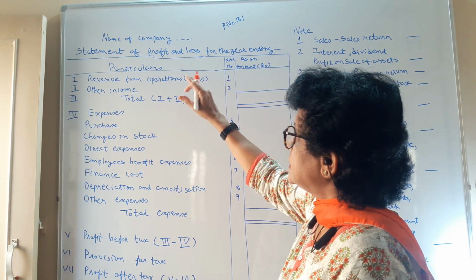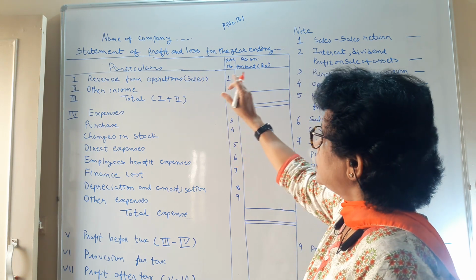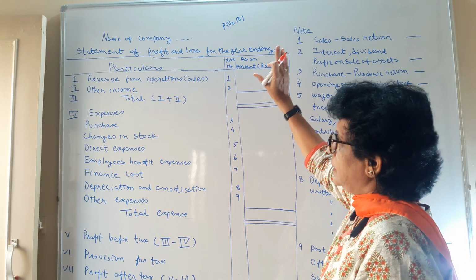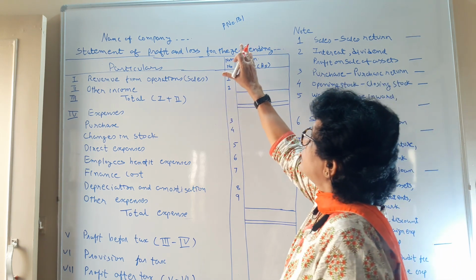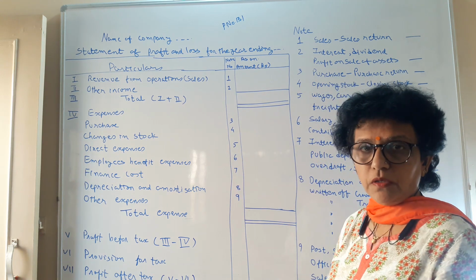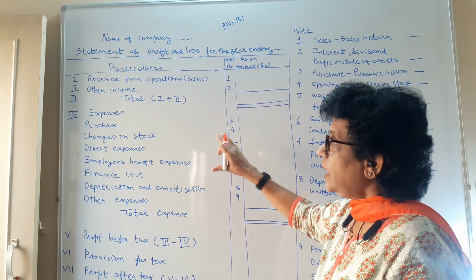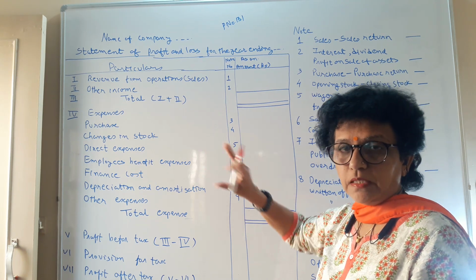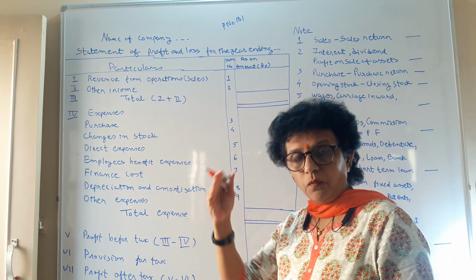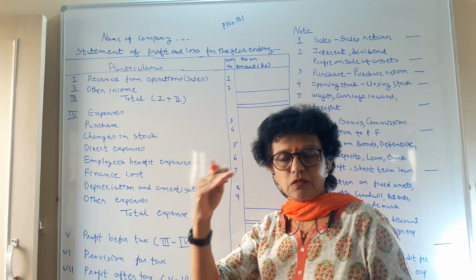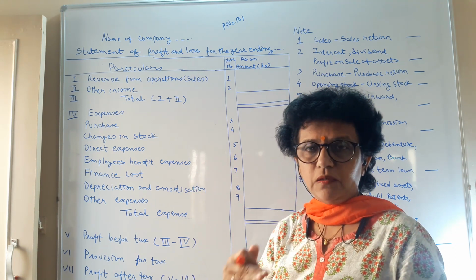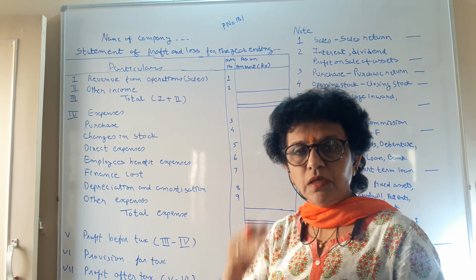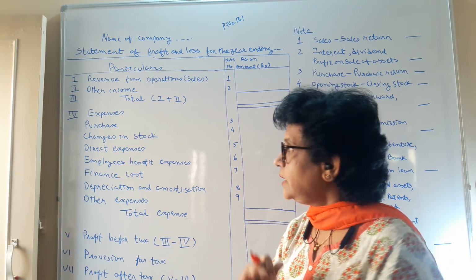First, the name of the company, then statement of profit and loss for the year ending, whichever year you are preparing. This specimen you will find on page number 131 of your textbook also. You have to remember the sequence, the position. There is no other way round. Whatever comes first has to be first: income should be first, expenses should be later on. That format is to be maintained.